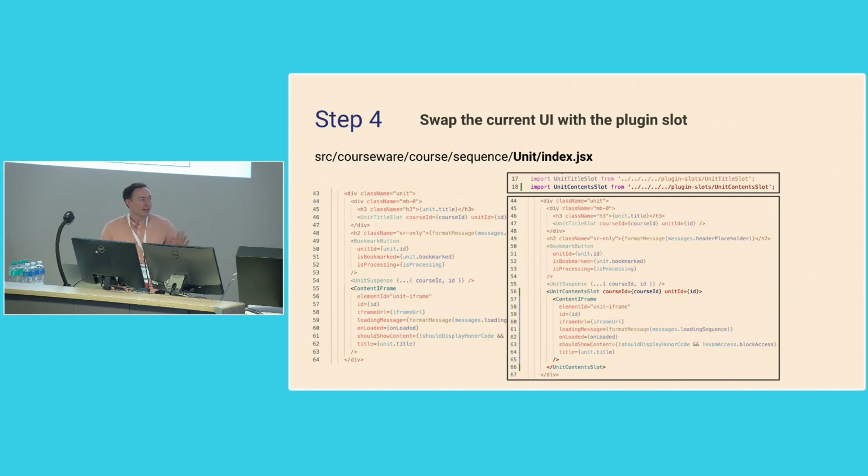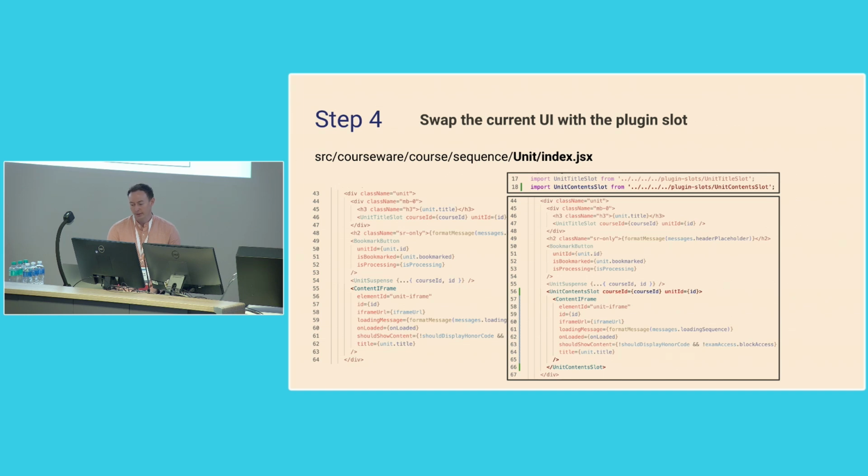And again, if I'm going too fast or too slow, just use the slides link that I sent you, that's linked from the repo. And then the last step for making the slot work: we defined it in that file, but it's not getting referenced anywhere. So you have to find the actual place in the MFE UI where the thing you want to turn into a plugin appears. In the case of the learning MFE, this path on the screen, src/courseware/course/sequence/unit/index.jsx, is where you'll find the code that actually displays a unit in the learning MFE.